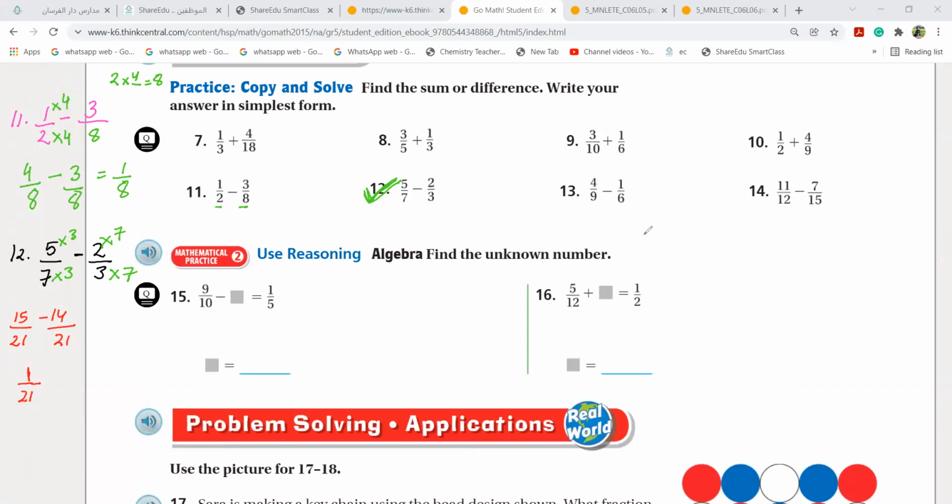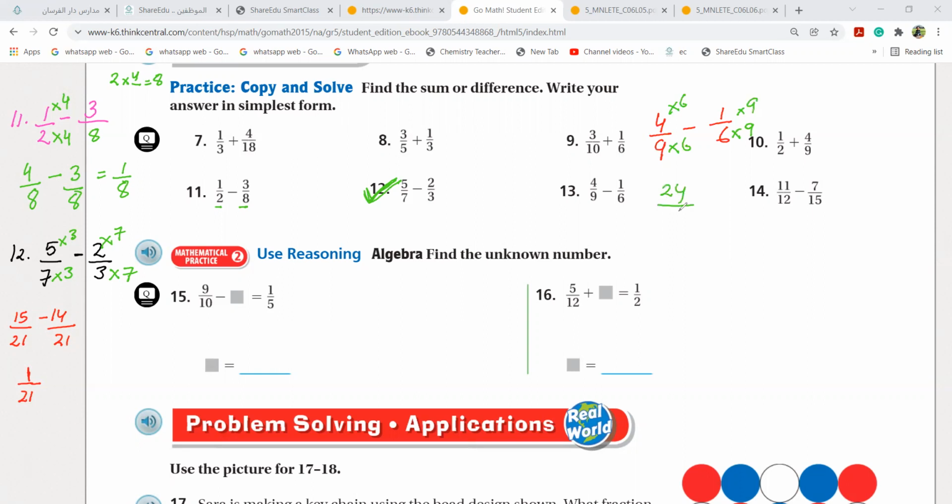Now question number 13 for Leah. Yes, teacher. How do you do this? You have 4/9 and you have 1/6. Okay. So first thing, you minus 4 minus 1. How can you minus it until you don't make them the same? 9 times 6 and 6 times 9. Yeah. And then.